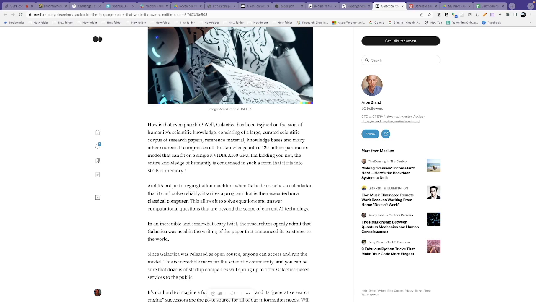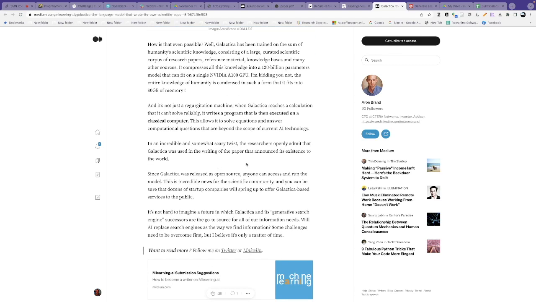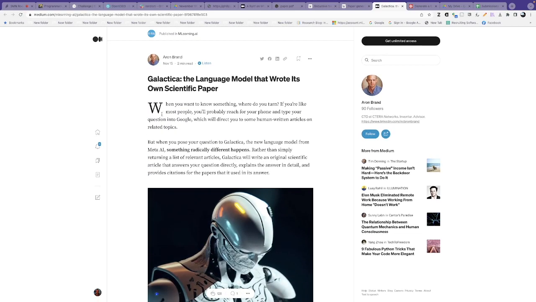That's hypothetically, as it turns out. How is this even possible? Galactica has been trained on the sum of humanity's scientific knowledge, consisting of a large curated scientific corpus of research papers, reference material, knowledge bases, and many other sources. It compresses all this knowledge into a 120 billion parameter model that can fit on an NVIDIA A100 GPU. And it's not just a regurgitation machine. When Galactica reaches a calculation it can't solve reliably, it writes a program that is then executed on a classical computer. So this was like Tuesday, I think.